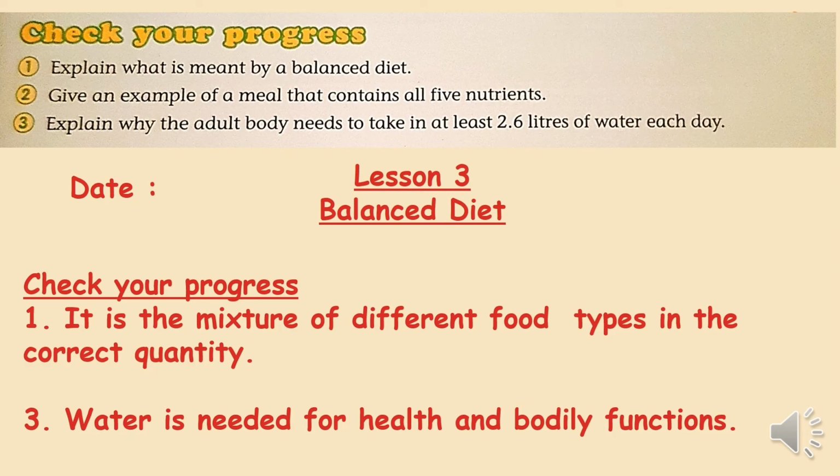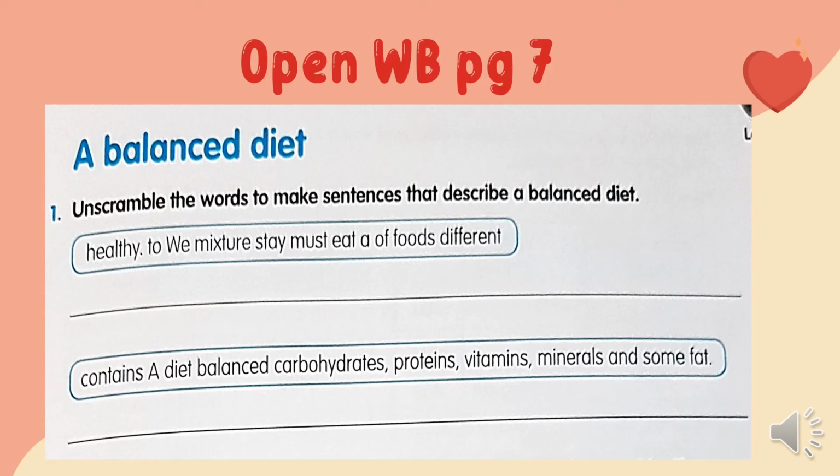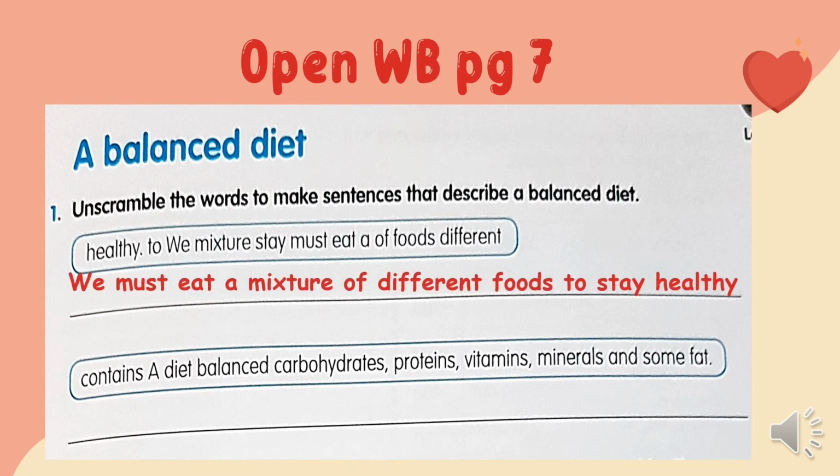Now, can you open your workbook, please? Page 7. We will do two questions over here, and the remaining you can do as homework. Okay? So the first question is unscramble the words to make sentences that describe a balanced diet. What do we have here? Yes, W is capital. So we, okay, must eat. Yes, we must eat a mixture of different foods to stay healthy. Healthy is the last word because it has a full stop, so you know already.